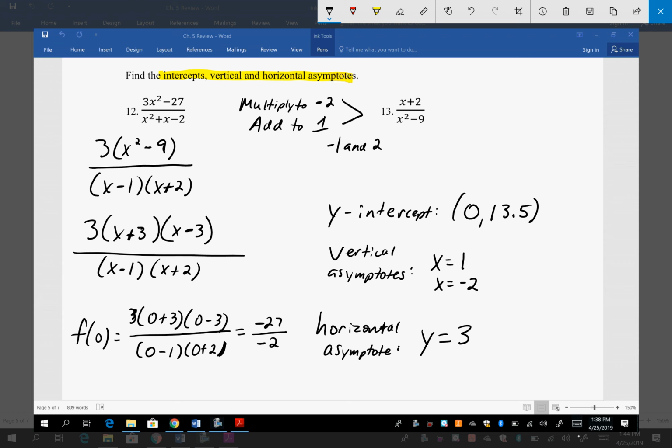Everybody good on the y-intercept? And finally, the last thing we haven't found yet is the x-intercepts. How do you find the x-intercepts?